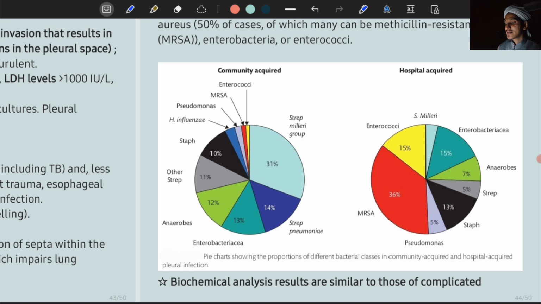Biochemical analysis results are similar to those of complicated parapneumonic effusion, but pH can be less than 7. That's about empyema.